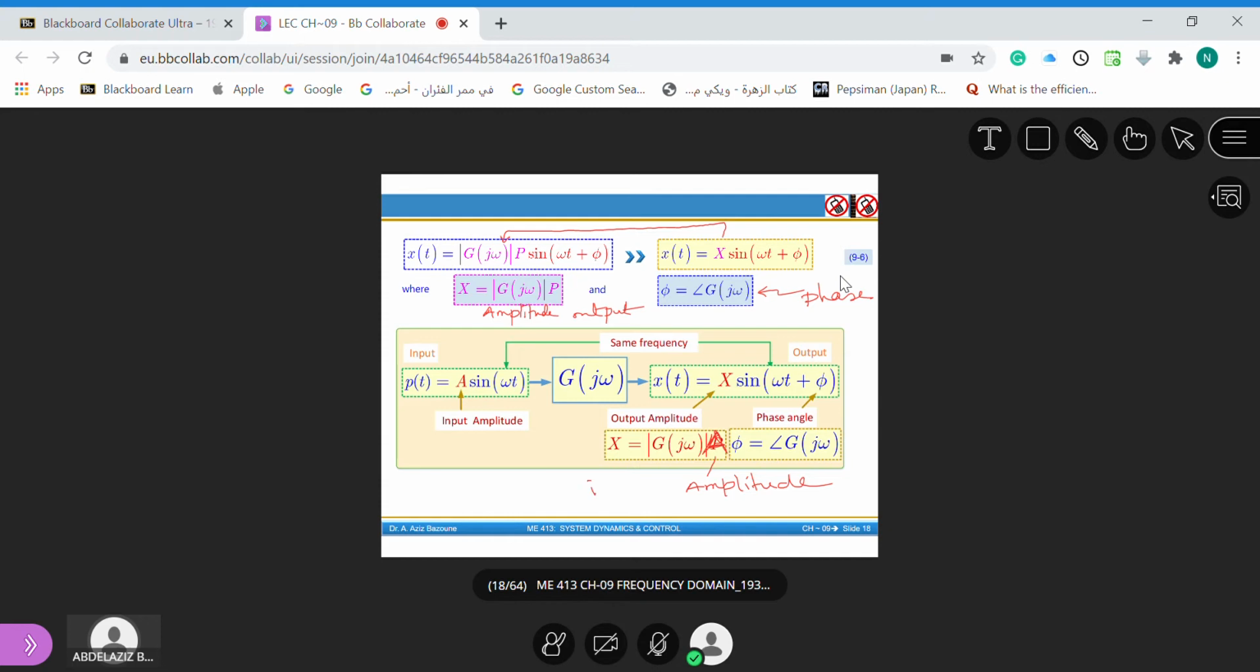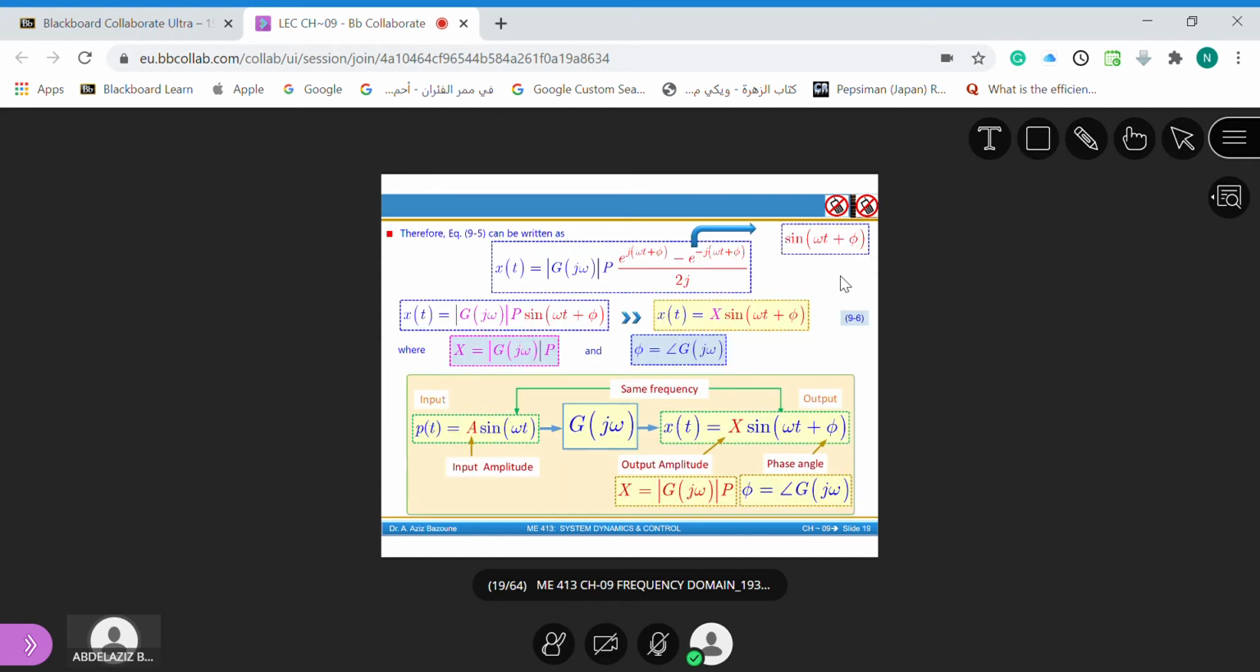We'll call it the input amplitude, which is A, and the phase angle is the phase of G(jω). How to calculate this phase and the magnitude is like this. Here, same thing. This is A. Sometimes I just copy and paste, or for the new version I did not update it. This is A, the amplitude of the input.